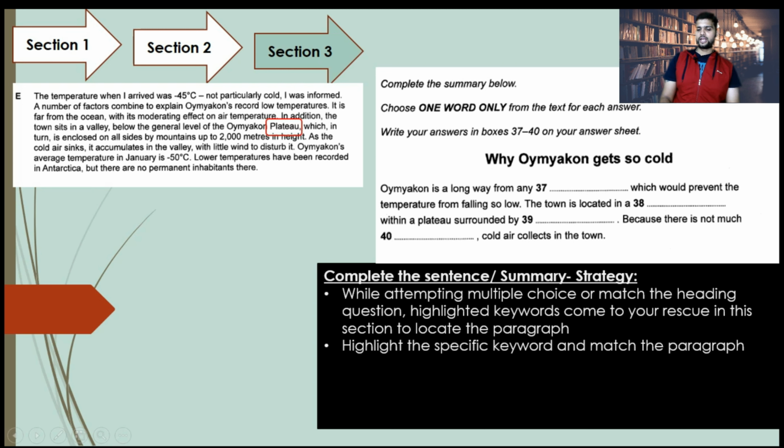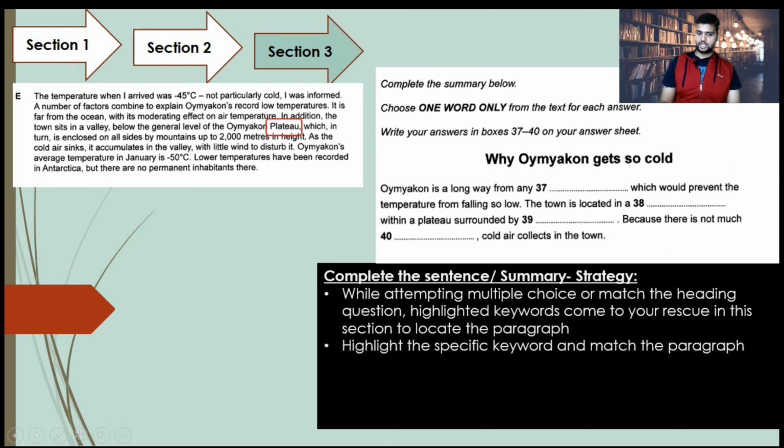Plateau is quite a different word here, because other than this, the town's name will come a number of times, because they are telling about the place. When they are talking about the place, they'll mention it many times, so it cannot be your specific keyword. Prevent the temperature from falling, you cannot search it like this, or town is located. So plateau is quite a new word, so you can search for it over here. I've just marked it for you: plateau is mentioned in this area, so this paragraph is relevant for you. So you just need to read this paragraph again.